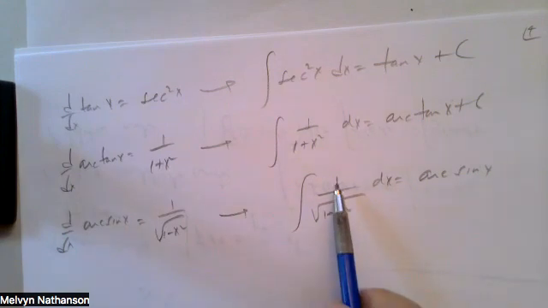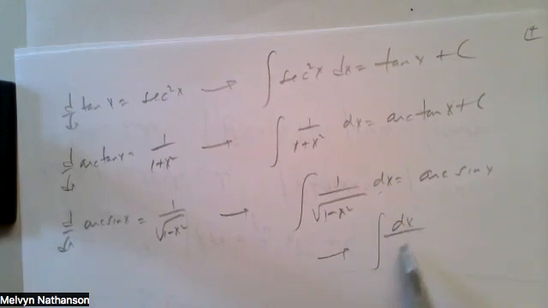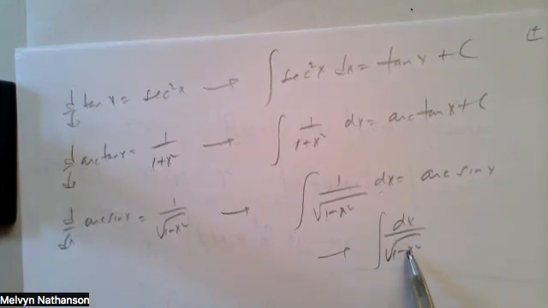I should say sometimes you have 1 over something times dx. You can also write this as the integral of just dx over the square root of 1 minus x squared. It means exactly the same thing.